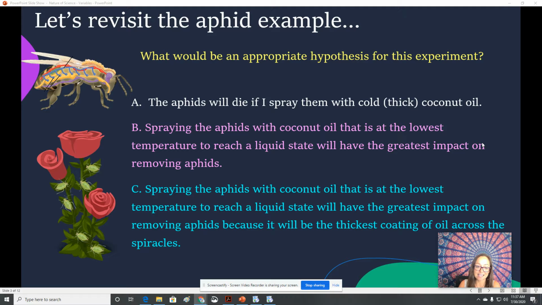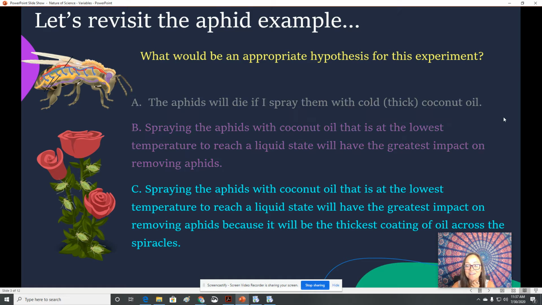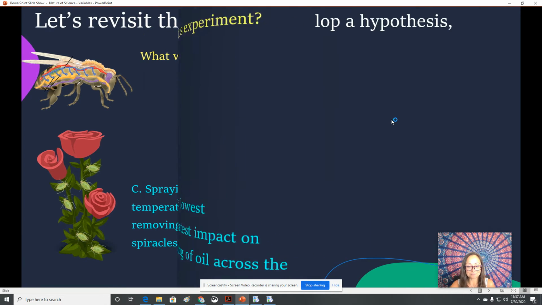And then C says, spraying the aphids with coconut oil that is at the lowest temperature to reach a liquid state will have the greatest impact on removing aphids because it'll be the thickest coating of oil across the spiracles. Well, now there's an explanation that you can test. Okay, so let's go ahead and see how we can set up an experiment.